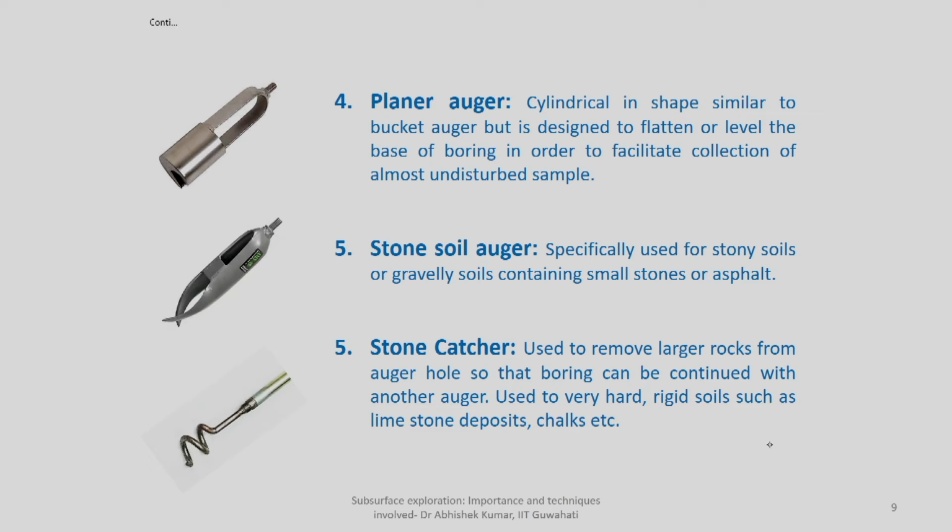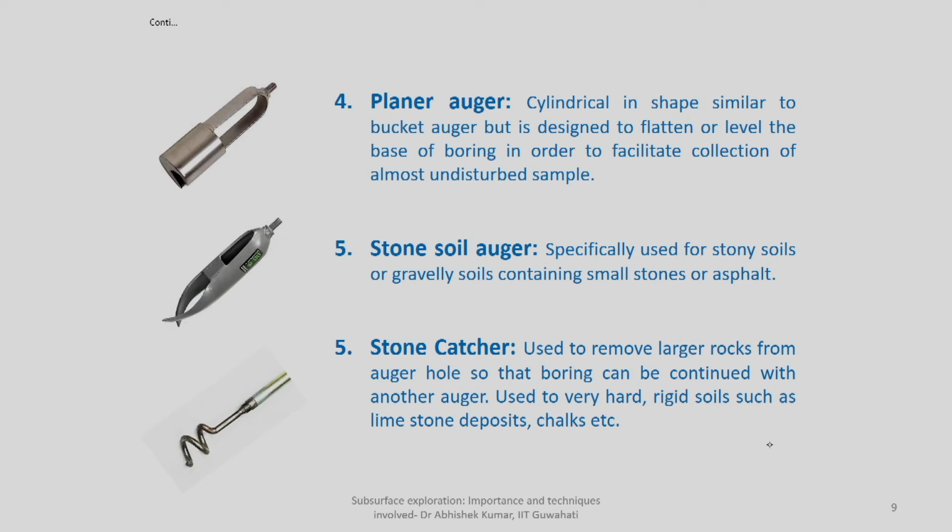Then the fifth one is the stone or soil auger. It is particularly used when you are going through soil that also contains small stones, asphalt or gravels mixed with the soil. As you can see, the pointed ends will actually scratch or loosen the stone material contained in the sample mixed with the soil, and it will help in gathering the soil sample. Every time you bring it onto the surface, the soil mixed with the stone will come up. You can remove it, then proceed to deeper depth, lower it again, and start scratching. So this is known as the stone soil auger, particularly useful when the soil is mixed with gravel.